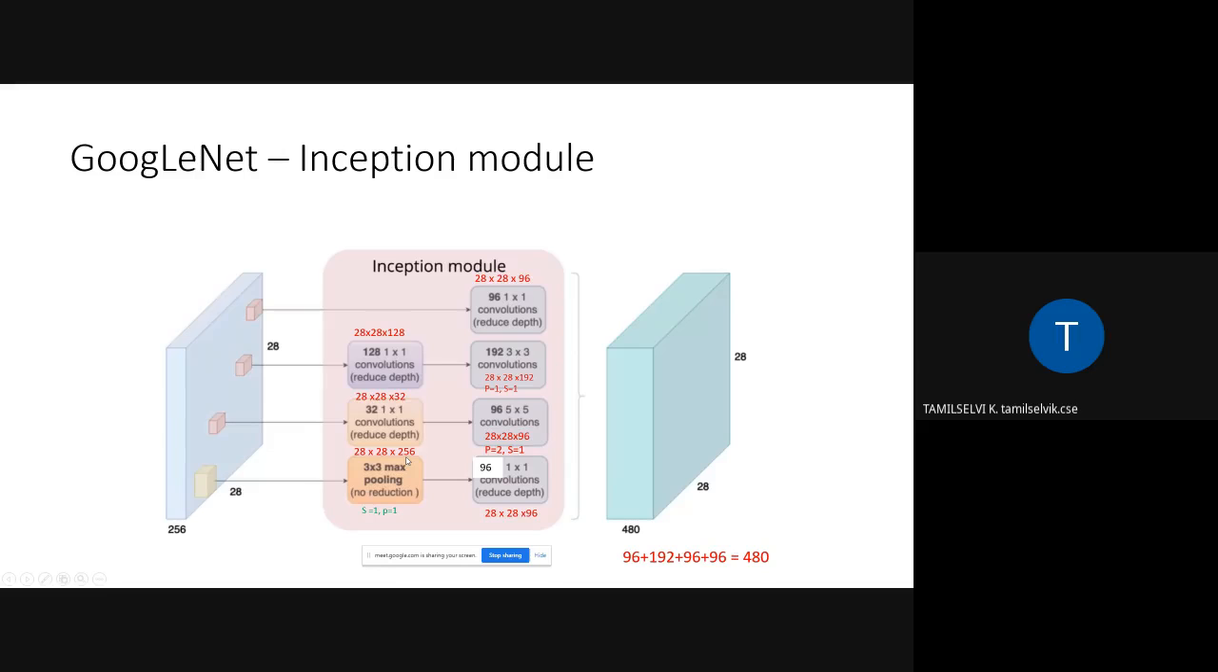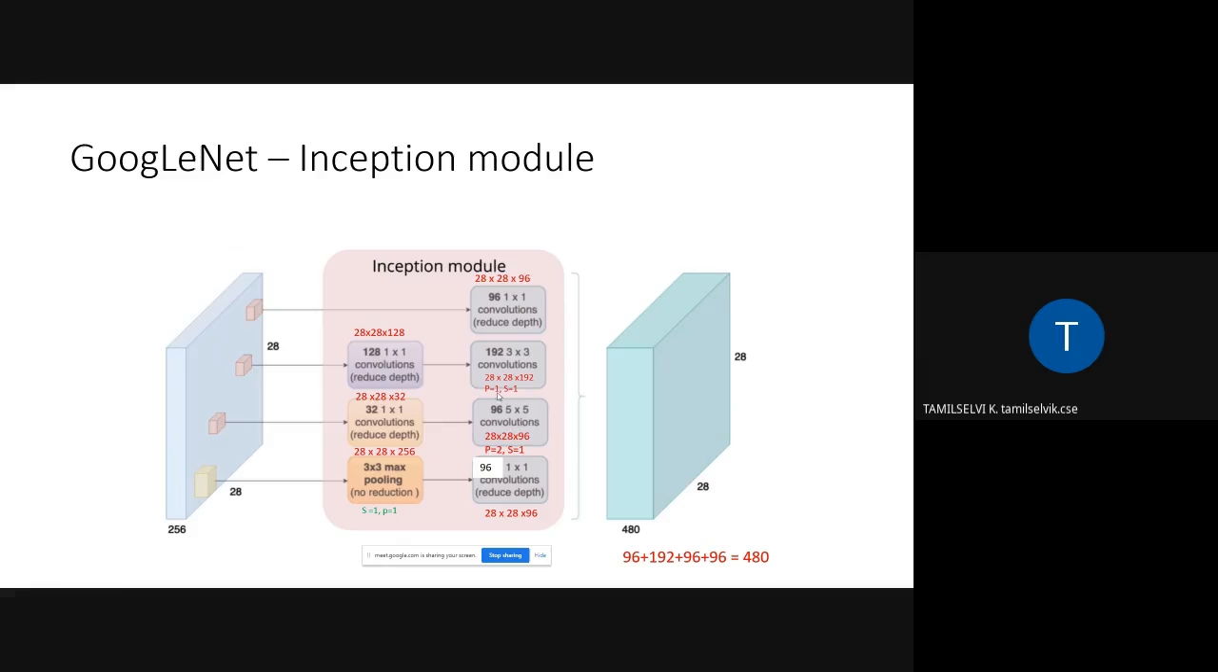Next one, you are going to have 1 cross 1 convolution. You are having 96 filters. So the width as usual, 28 cross 28 into 1 into 1. You are having 96 filters. That's why 28 cross 28 cross 96. Next, I am taking this as an input. See here, 28 cross 28 into 128. And I'm going to perform convolution with 192 filters.